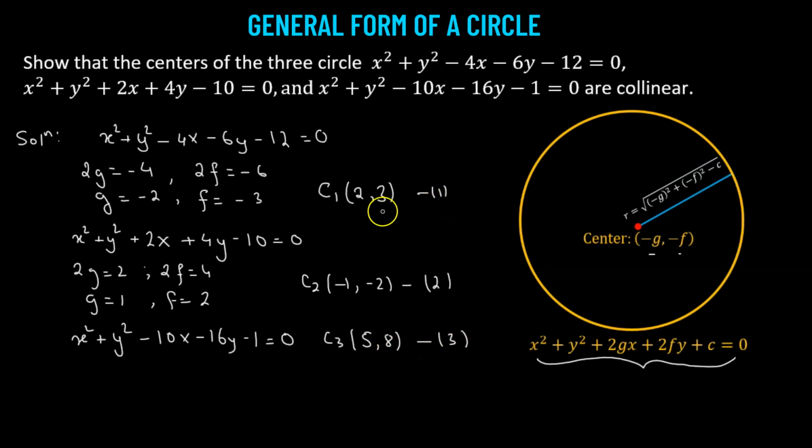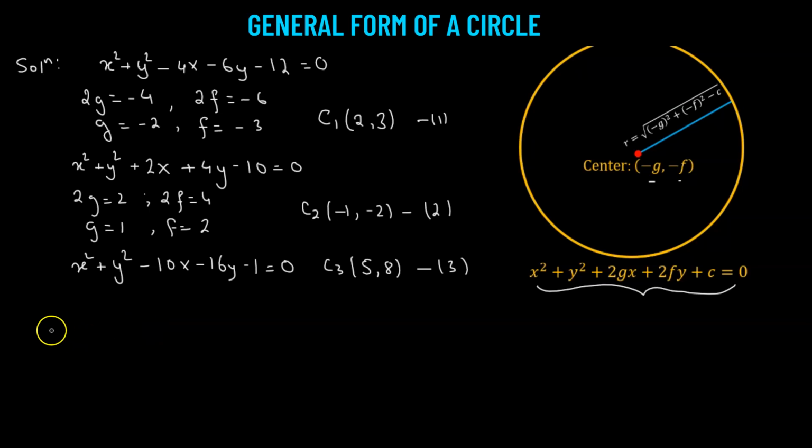So now we have the coordinates of the center of each of the three circles. Now in order to show that they are collinear, let's try to find the distance C1C2, the distance between the two centers C1 and C2. For this, all we have to use is the distance formula. So we'll take the square root, and underneath the square root, we'll first take the difference of the x coordinates. So we'll take 2 minus negative 1. So that's 3, and then square it. Then we're going to add this to the difference of the y coordinates, which is 3 minus negative 2, that is 5, and we're going to square it as well. So that's going to give us the square root of 25 plus 9, which is 34. So we get square root of 34.